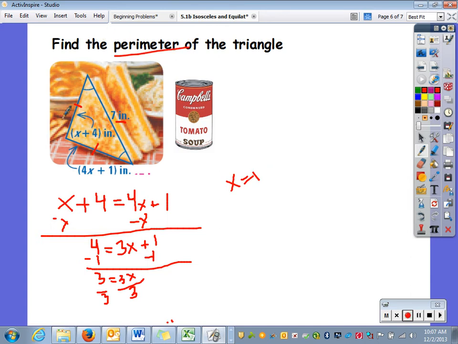So I got what x is, but I still need to answer the question to find the perimeter. So I need to know what each side is. So if I put 1 in for x, this side is 5. If I put 1 here, well, these two are the same, so this also has to be 5. I kind of know I did it right. So to find the perimeter, I go 5 plus 5 plus 7. And that gives me 17 inches.